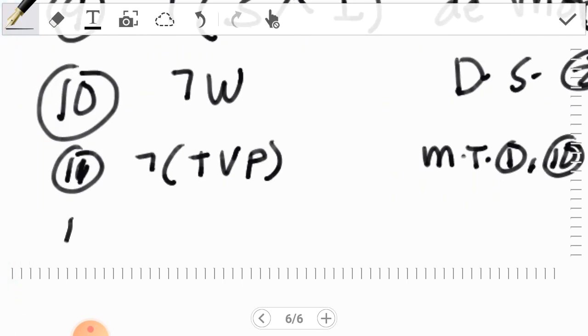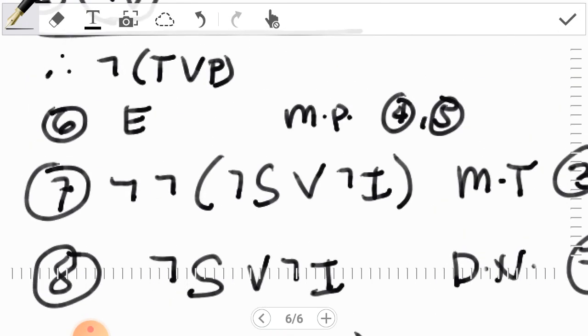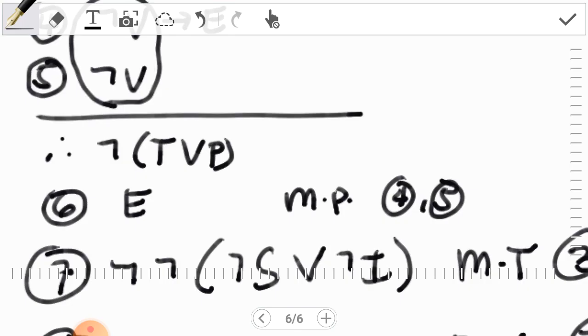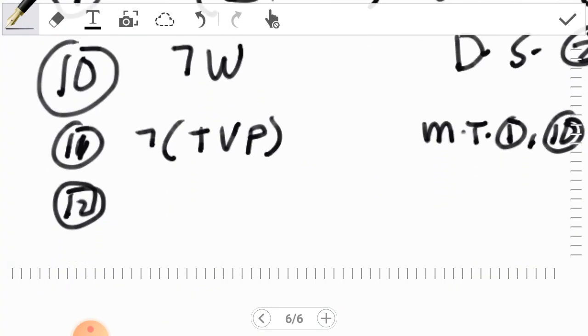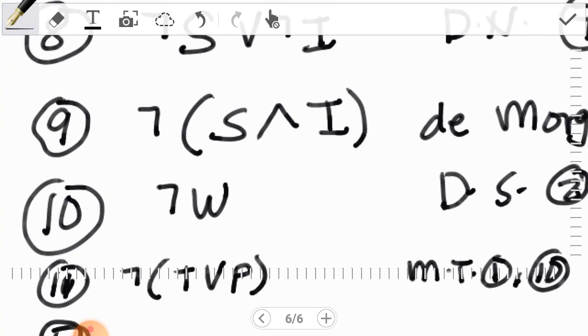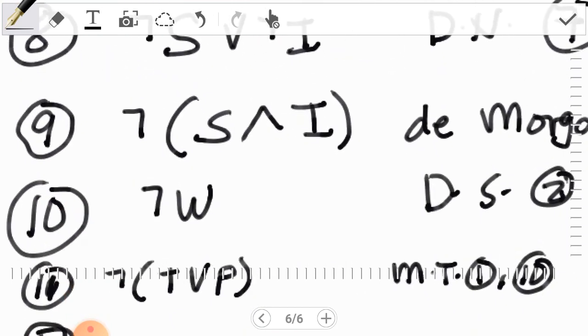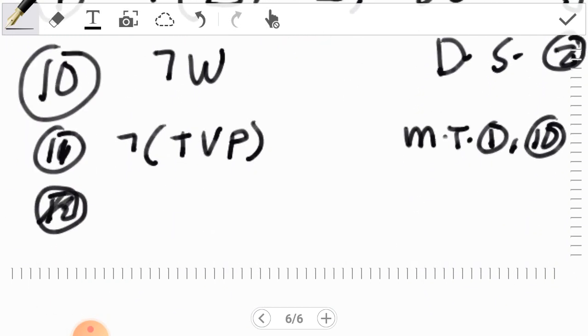Then after using modus tollens of line number 1 and number 10, let's go back to the conclusion. What do we want? We have not of T or P. This is not T, the negation of not T or P, which is already the conclusion. Okay, so there you have it.